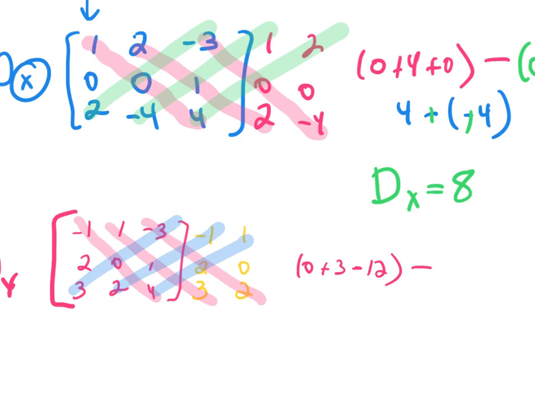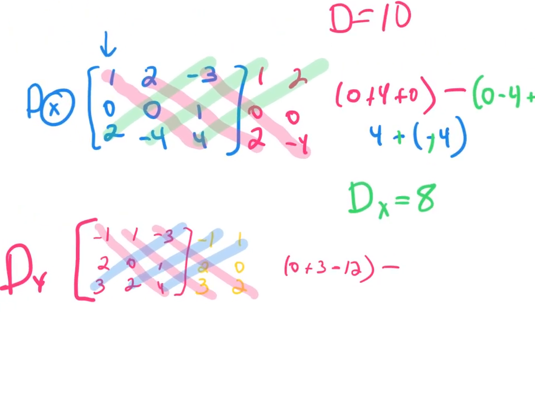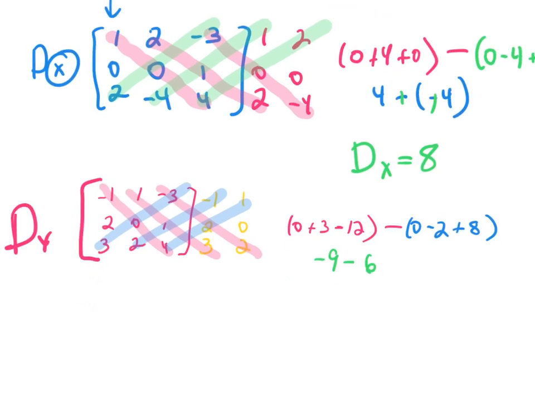Zero, negative 2. Okay, so I have 3 times 0 times negative 3 is 0. 2 times 1 times negative 1 is minus 2. 4 times 2 times 1 is? Okay, good. So I have 3 minus 12, negative 9, minus what? 6. What's negative 9 minus 6? Negative 18. So D sub y equals negative 15.